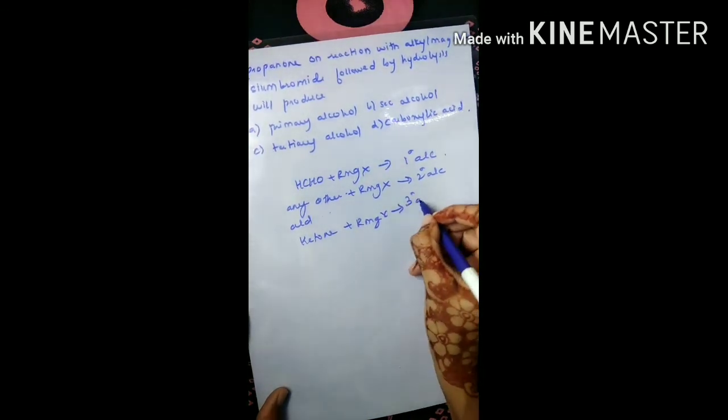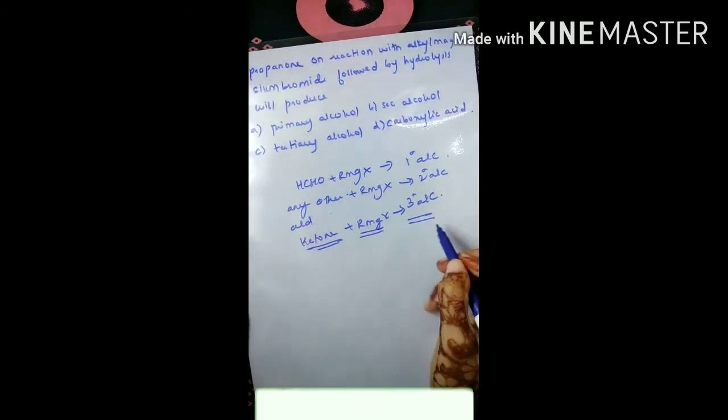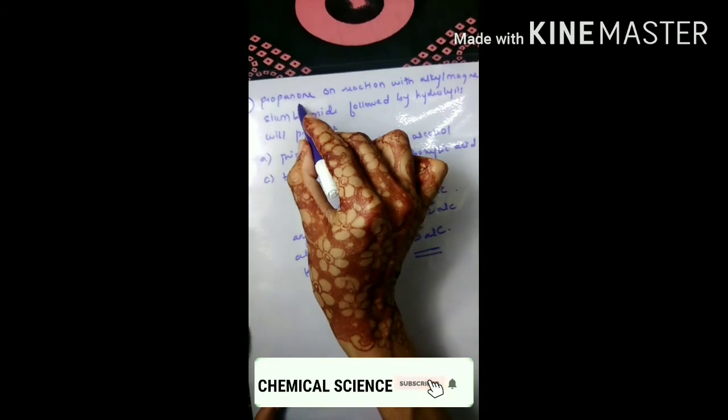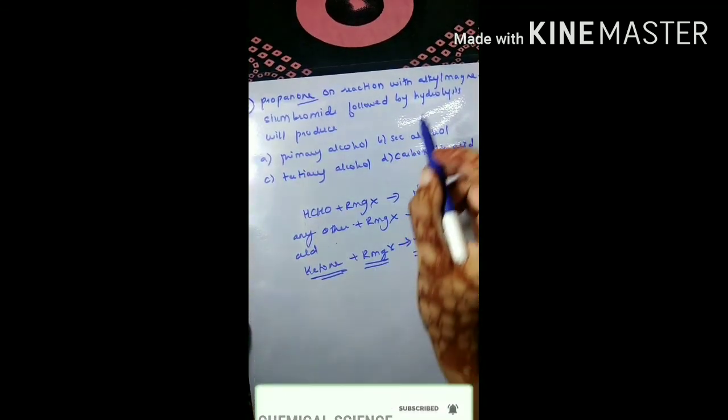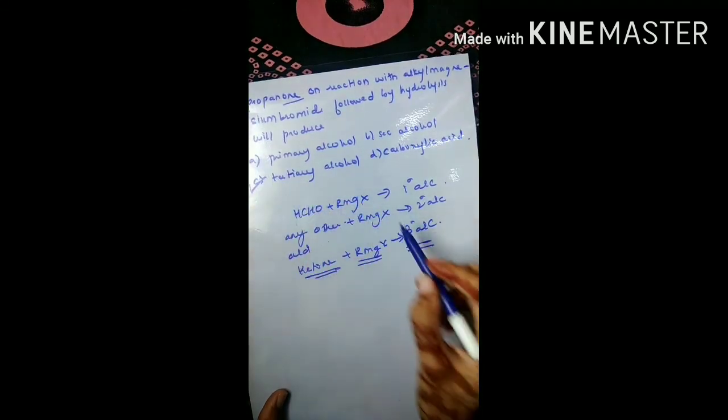So here you can see propanone is given. When ketone is treated, it gives tertiary alcohol. So propanone is given, so that is nothing but ketone. So the right answer will be tertiary alcohol.